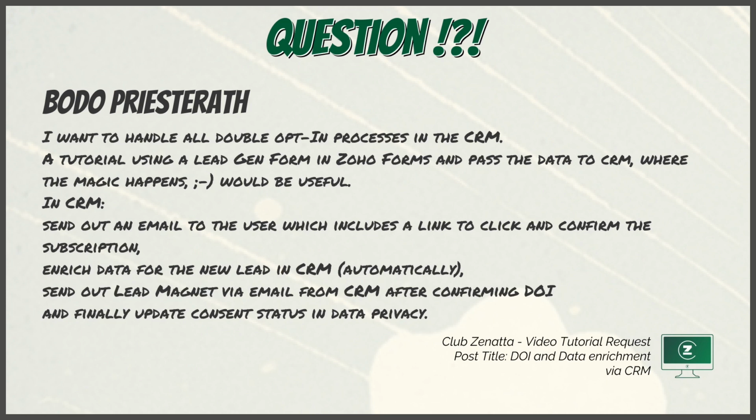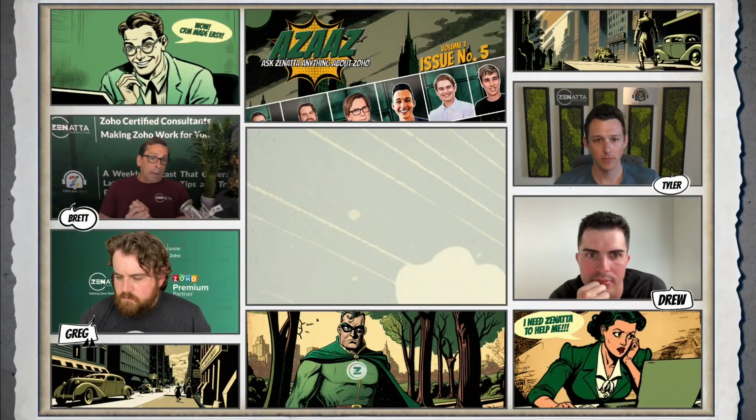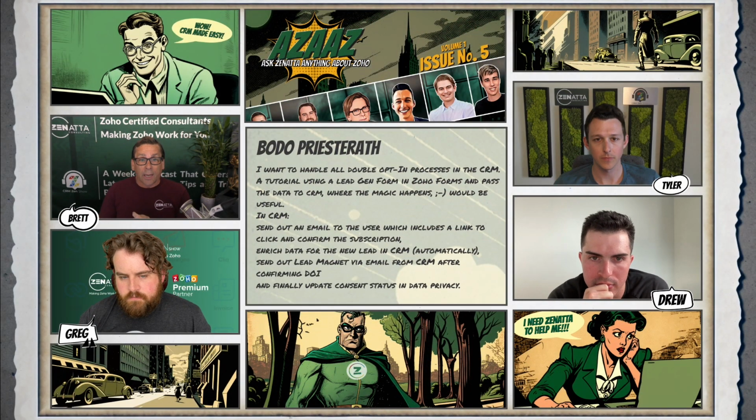And then he says, this is how I would do it pretty much. In the CRM, I'll send out an email to the user, which includes a link to click to confirm the subscription. Enrich the data for the new lead in the CRM automatically. Send out lead management via email from the CRM after confirming the double opt-in. And finally, update consent status in data privacy. So what you're laying out there that you want to do is highly doable.